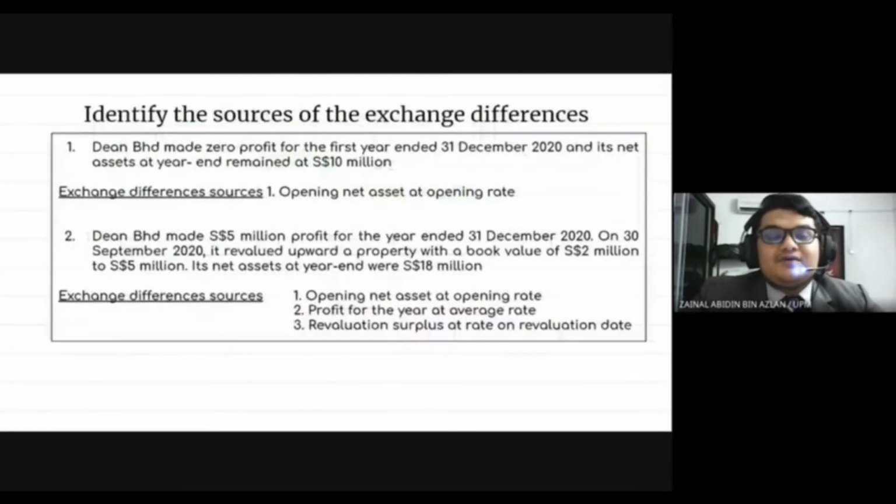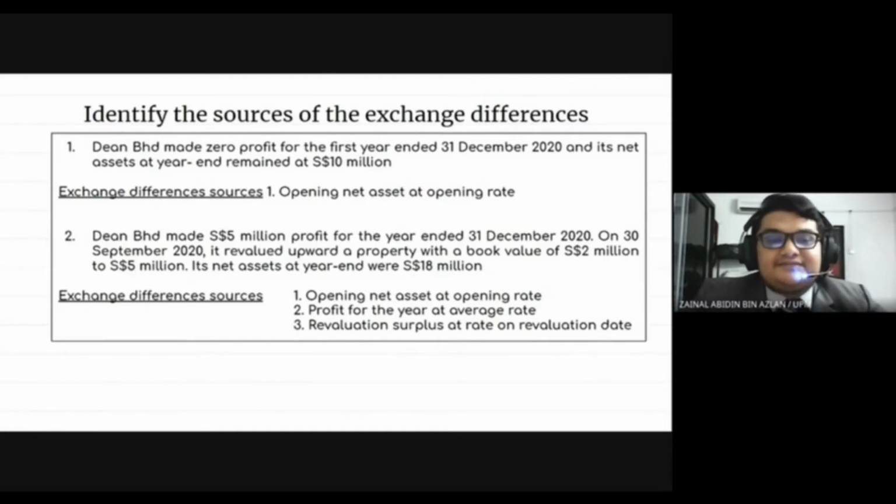So, the question is you need to identify the sources of the exchange difference. The first situation: if Din Berhad made zero profit for the first year ended 31 December 2020 and its net asset at year end remained at Singapore dollar 10 million, the exchange difference source is only the opening net asset at opening rate, since there is no profit and revaluation surplus in that situation.